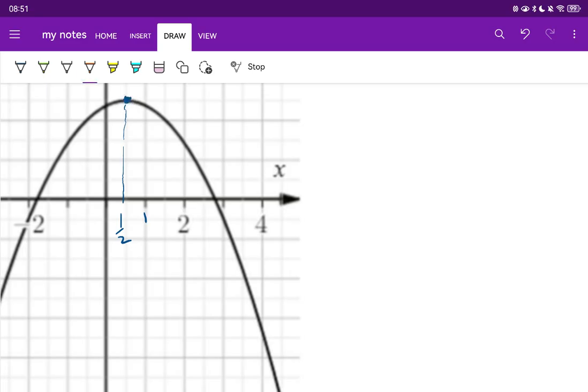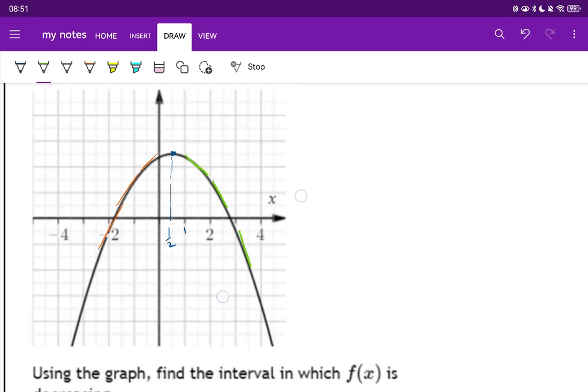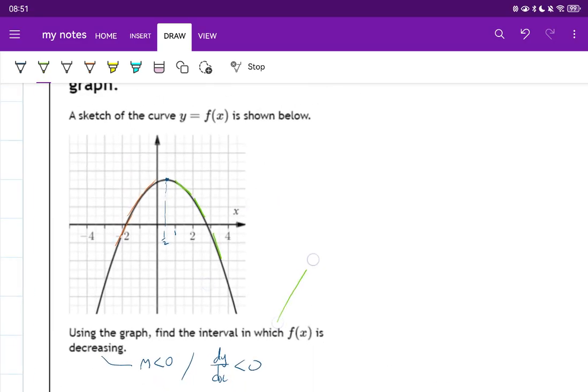Everything to the left of a half, if you do the tangent, again, is clearly a positive gradient. But everything to the right of a half, you see the gradient's negative. So what we can say is f of x is decreasing in the interval x is more than or equal to a half. For any value more than a half, that gradient will always be negative.